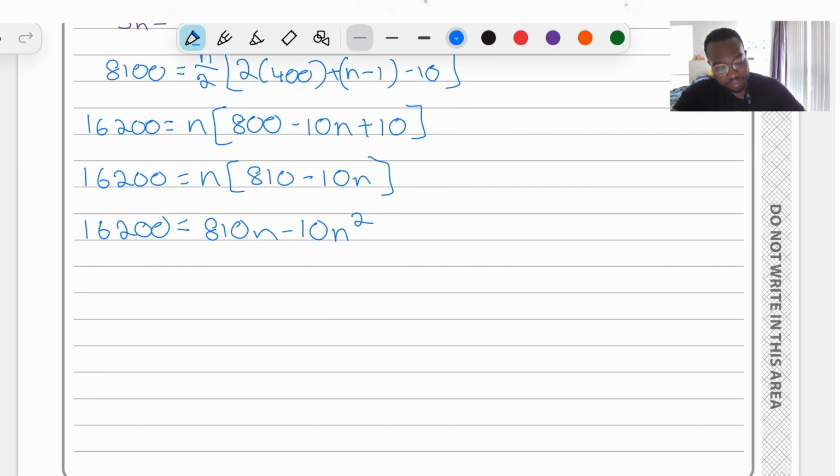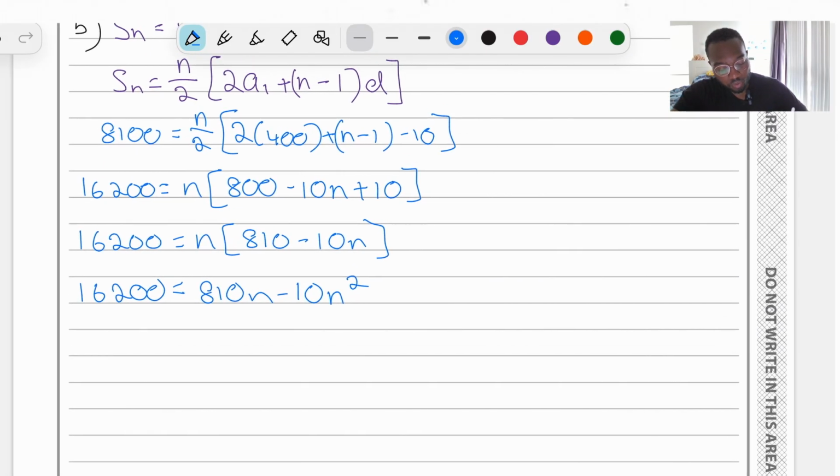Okay, and now we're at this stage. We can just bring everything to one side of the equation. Let's bring everything to the left side, so we get 10n squared minus 810n plus 16,200, and we know that is equal to 0.